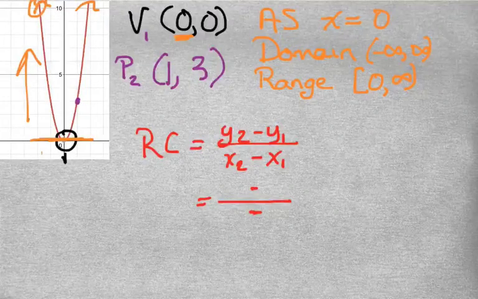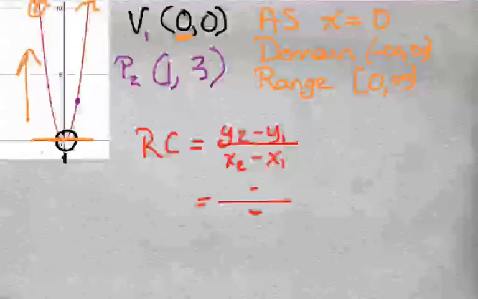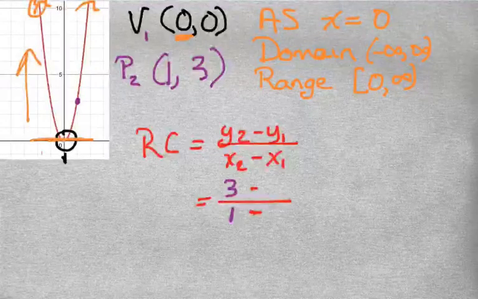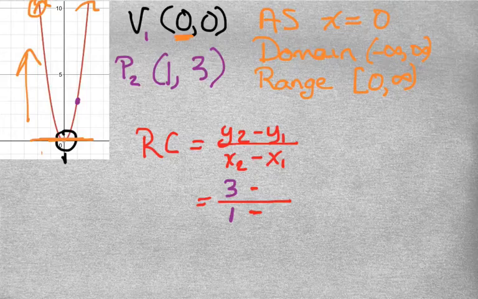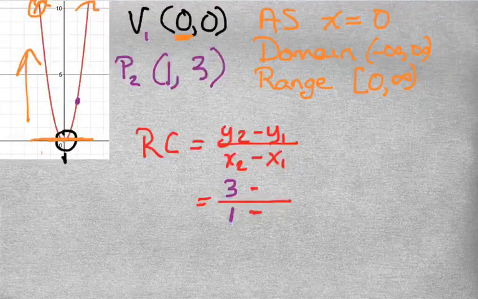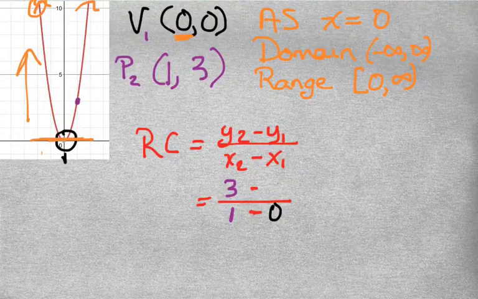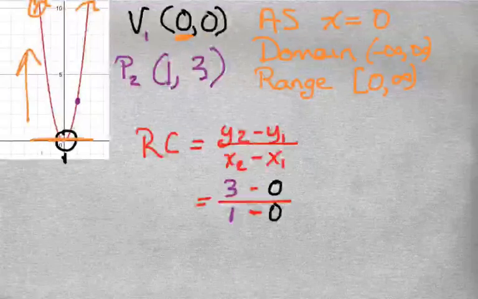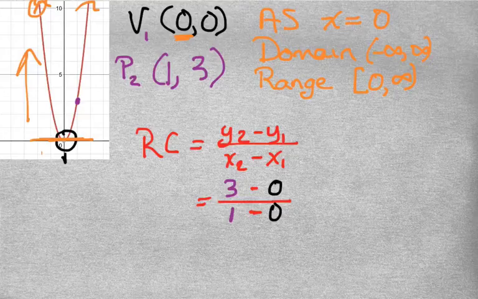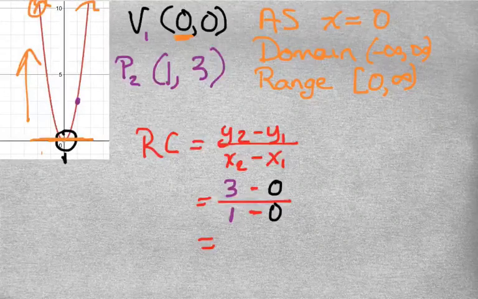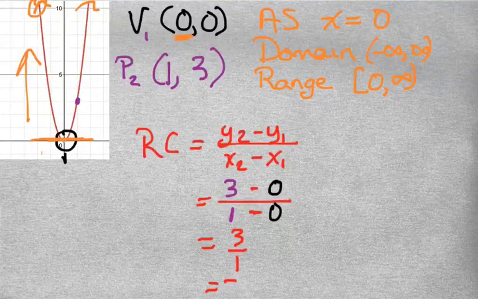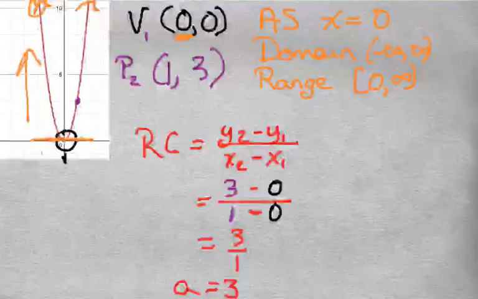So I'm just going to go ahead and plug them in. Our y2 was 3, and our y1 was 0. Our x2 was 1, and our x1 was 0. And then we just solve this problem. And so our rate of change is 3 over 1, which is 3. This is the same thing as your a.